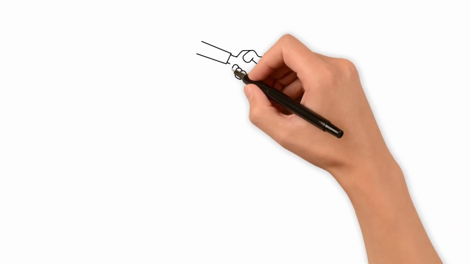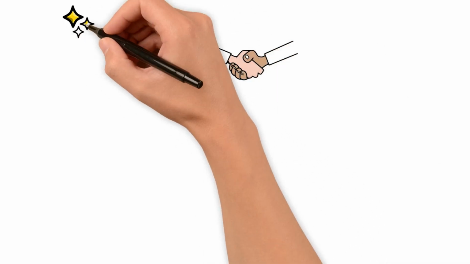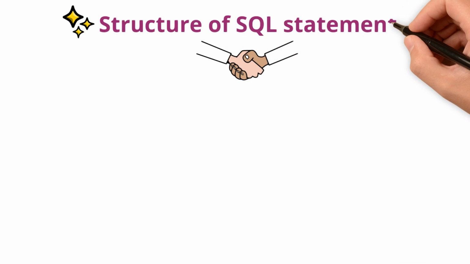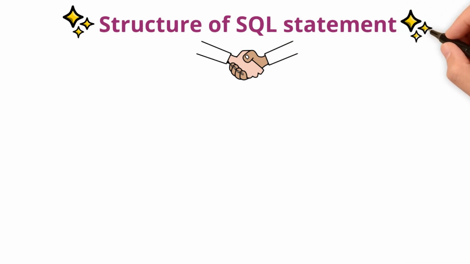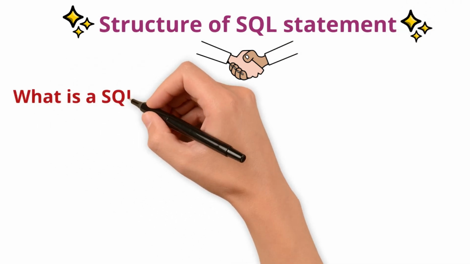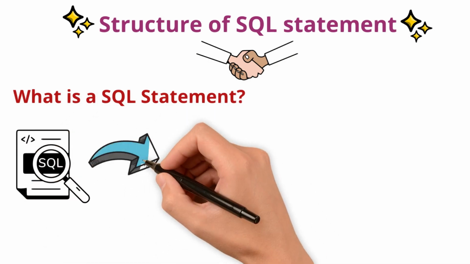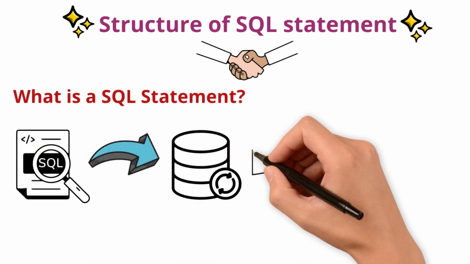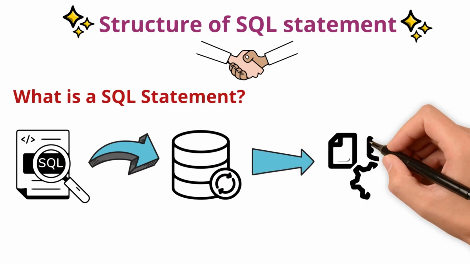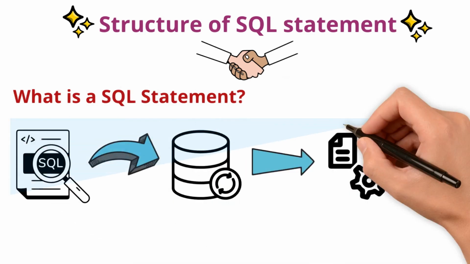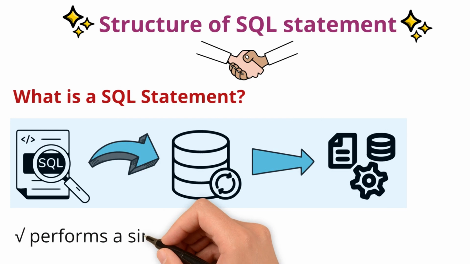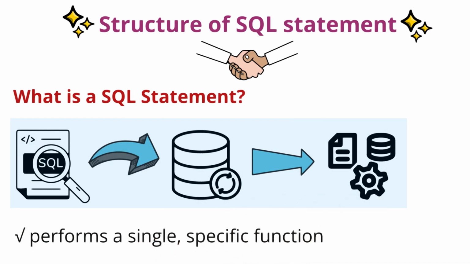Welcome back. This video explains the basic structure of a SQL statement and the basic elements of the language. What is a SQL statement? It is a command that interacts with the relational database management system to perform various operations on data. Each statement performs a single specific function.